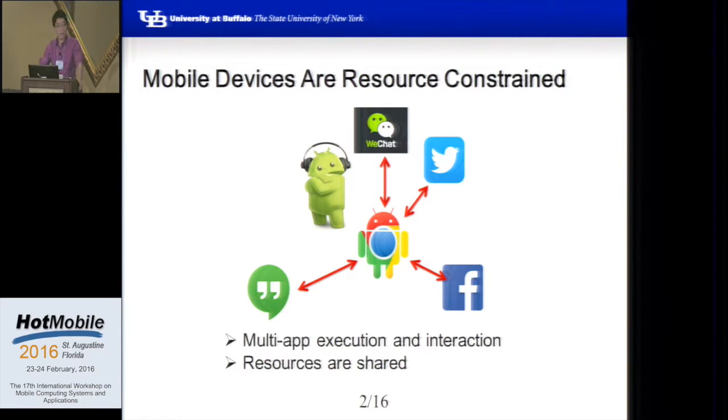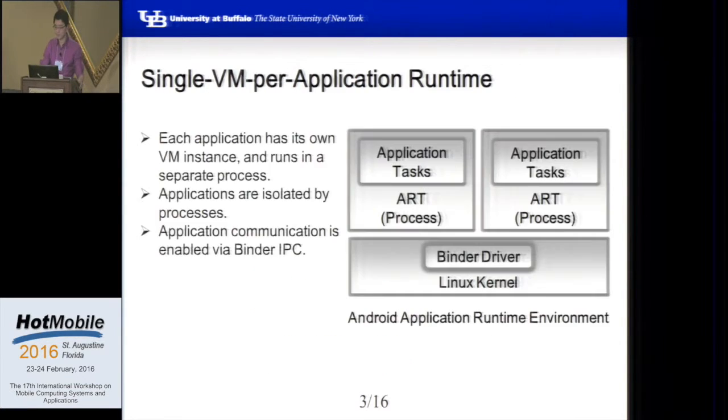When multiple applications execute at the same time, they cooperate and they compete for resources. How does Android handle such a multi-app execution environment? This slide shows the runtime architecture of Android. Each app has its own VM instance and runs in a separate process. The communication is enabled through the Binder IPC mechanism in the kernel.